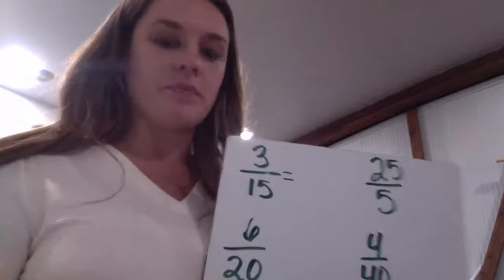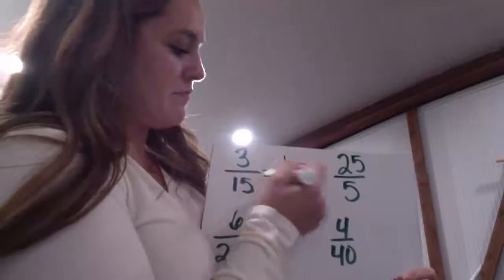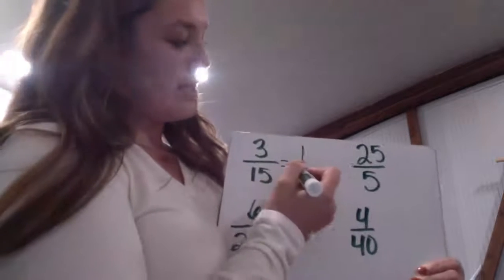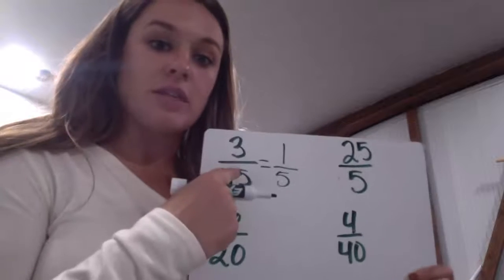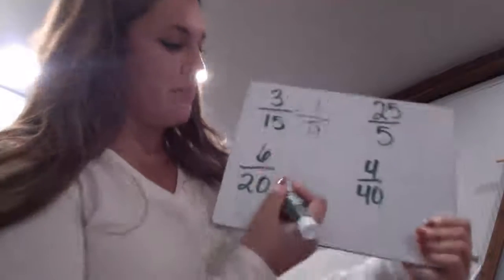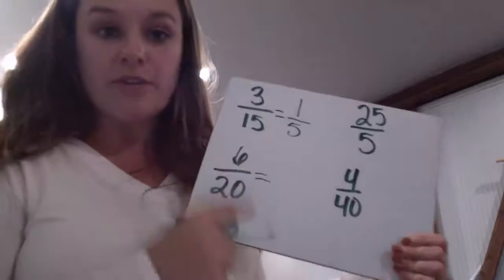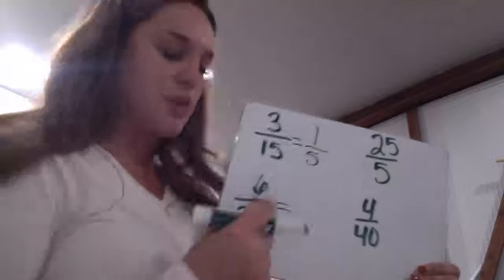3 can go into both, right? So 3 divided by 3 is 1. 15 divided by 3 is 5. So 3/15 simplified is 1/5. These are straight from your lesson, so you should get these ones right.